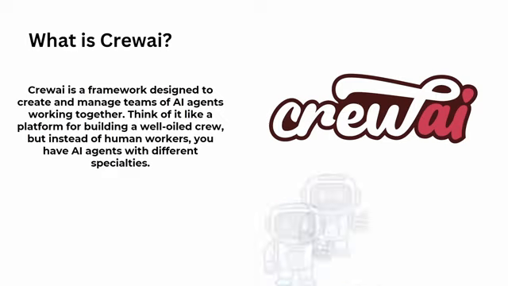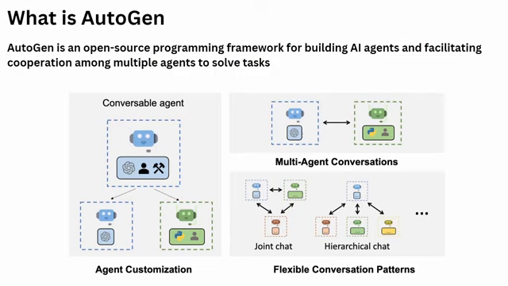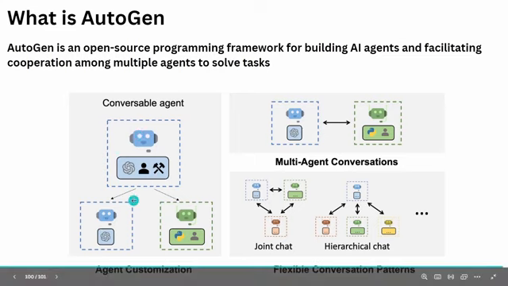Next we have AutoGen. AutoGen is an open source programming framework for building AI agents, provided by Microsoft. It allows us to build a team of AI agents, and it can do several tasks. For example, you can build a conversable agent. Conversable agent means each agent talks with the others and takes action.